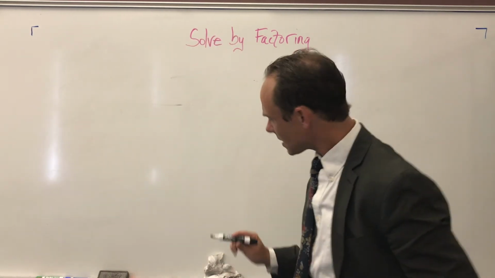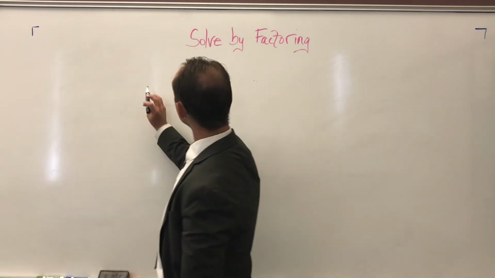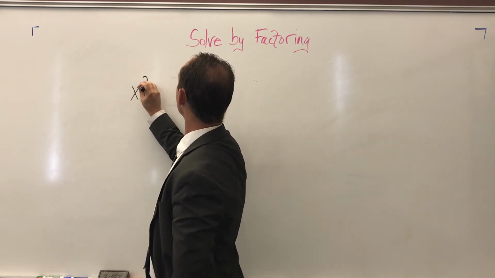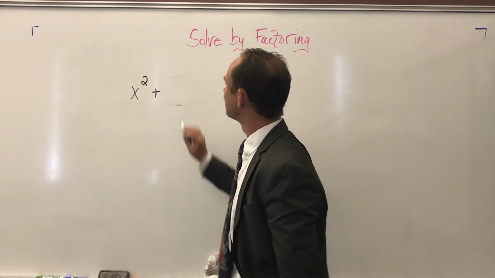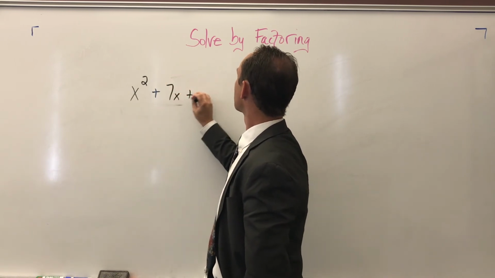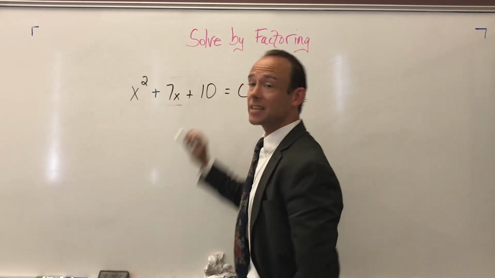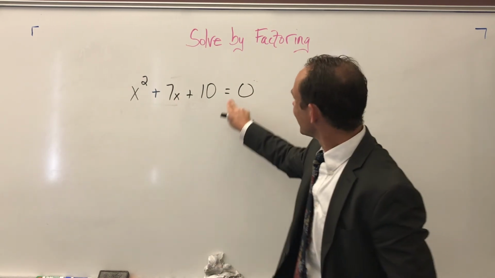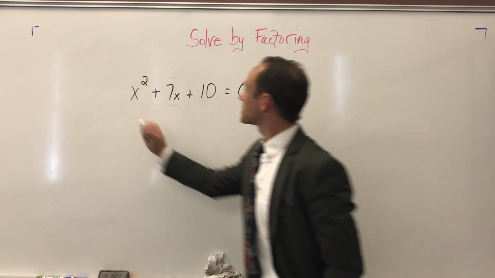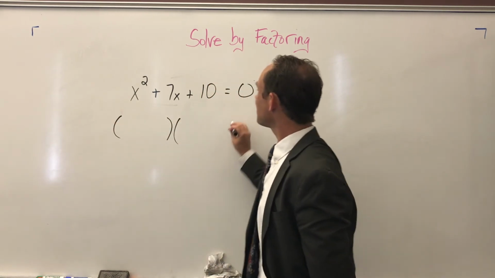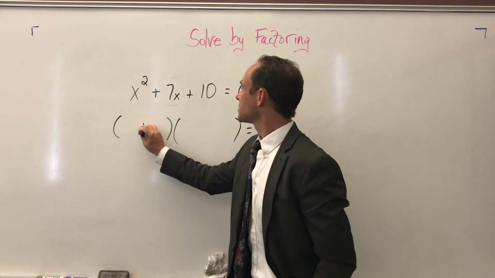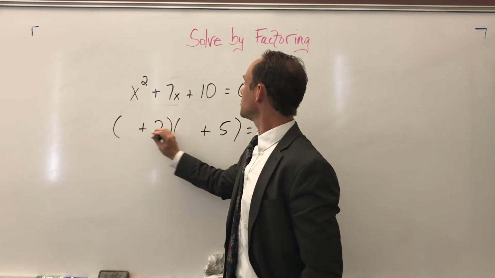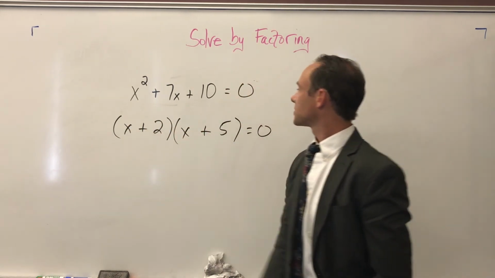All right, last little point. Let's go with this one. Just set it up just like that. Okay, so let's just assume we're solving this one. We've got it already equal to 0. All that's left is you factor it. Okay, so let's see. We've got the 5 and the 2. Okay, so there we go.